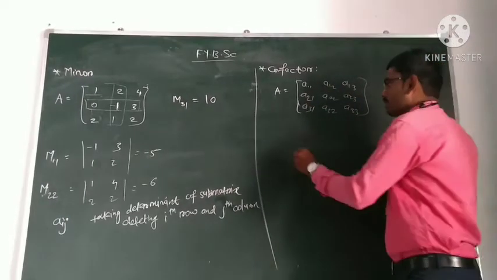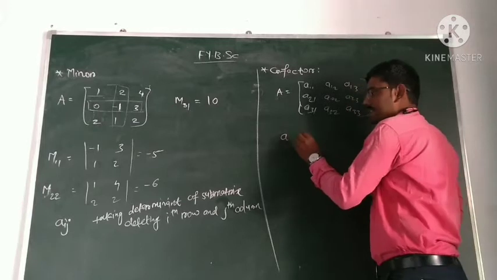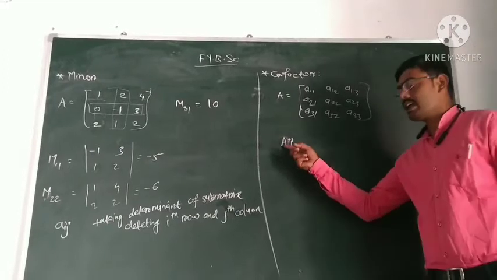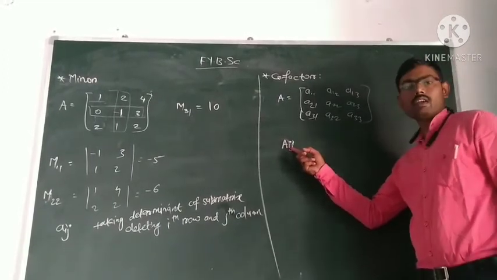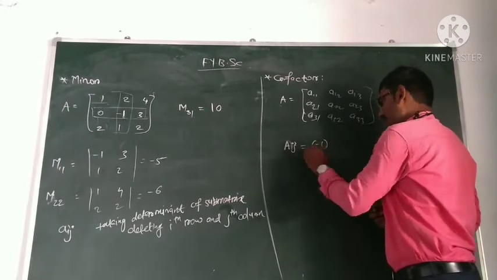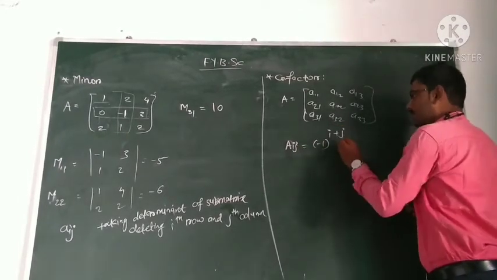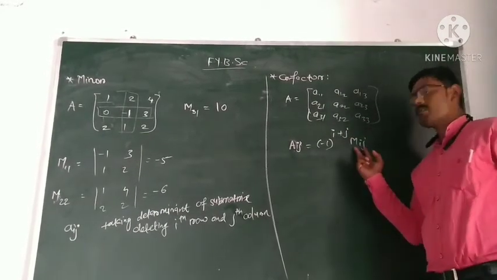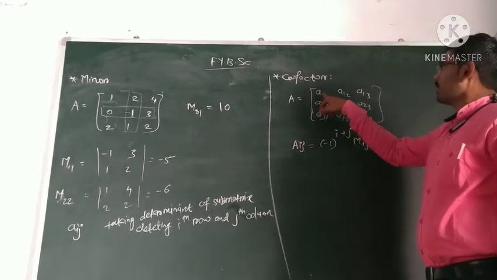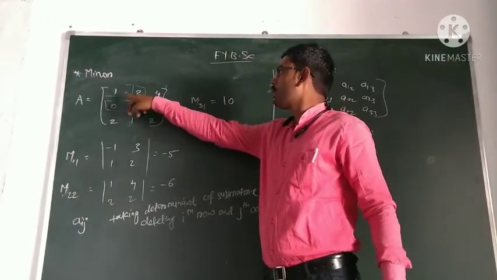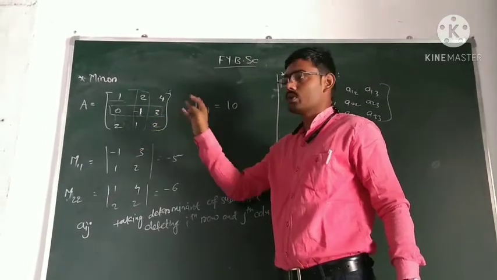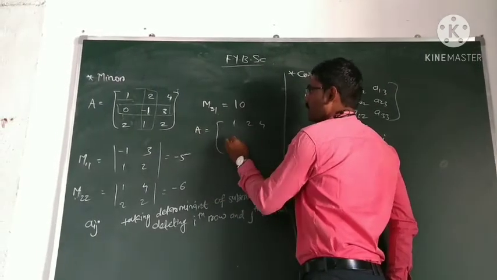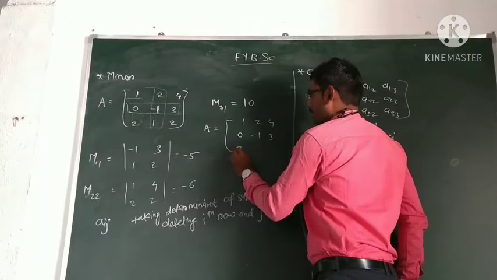In general, the cofactor of Aij is denoted by the notation Aij. So the cofactor of the element Aij is equal to minus 1 raised to power i plus j into the minor Mij. For example, take this matrix A equal to 1, 2, 4, 0, minus 1, 3, and 2, 1, 2. I will write the matrix again.